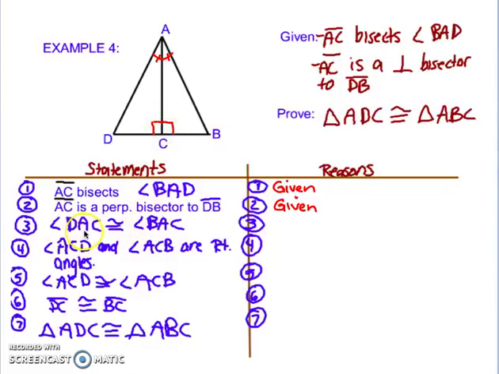For statement 3, it tells us that angle DAC, so angle DAC right here, is congruent to angle BAC. So we have those drawn in there, and we know that they're congruent because this was a bisector. So for our reason, we are going to just simply write definition of a bisector.